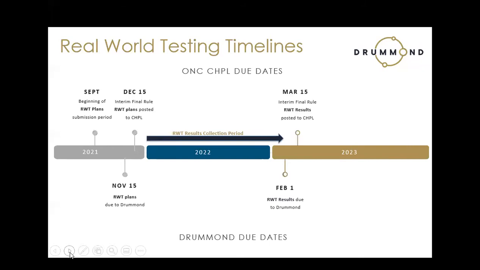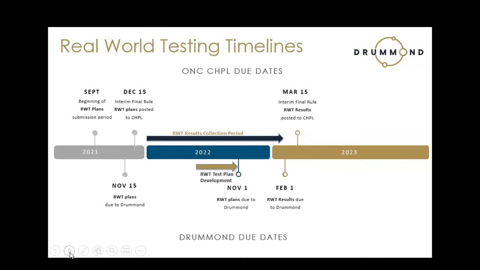That's with an eye towards the ONC ACB needing those real world test report results due by February 1st of 2023 per interim addition to the final rule. Your CHPL listings will be updated with the results of that test plan, married back to your real world test plan, by March 15th of 2023.